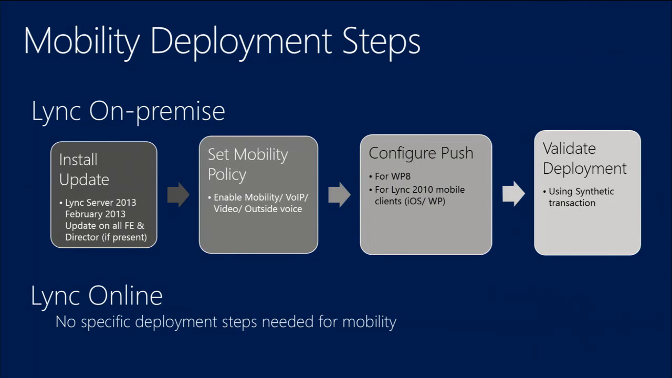We're going to turn on the mobility policy and set up any other policies that are required, if you want to limit VoIP in any way, or don't support outside voice. Then we'll configure the push as well. Again, that's just for the Windows Phone 8 devices. For Lync 2010, it's still required for any iOS device, if you still have those in your environment. Then we can validate this deployment with our synthetic transactions.